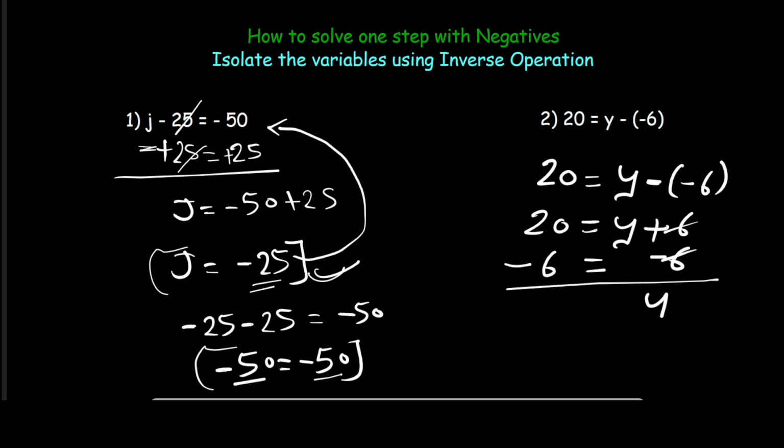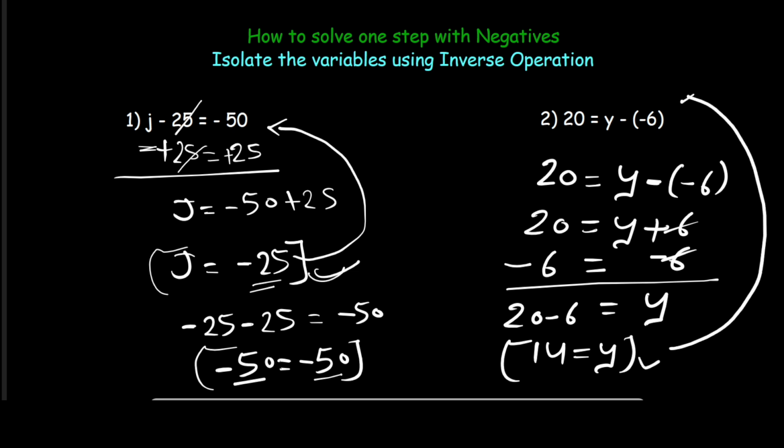So y equals 20 minus 6. So 20 minus 6 will give us 14 equals y. So 14 is our solution. And if we want to verify that our answer is correct or not, we have to plug this value to the initial equation here. So let's do it.